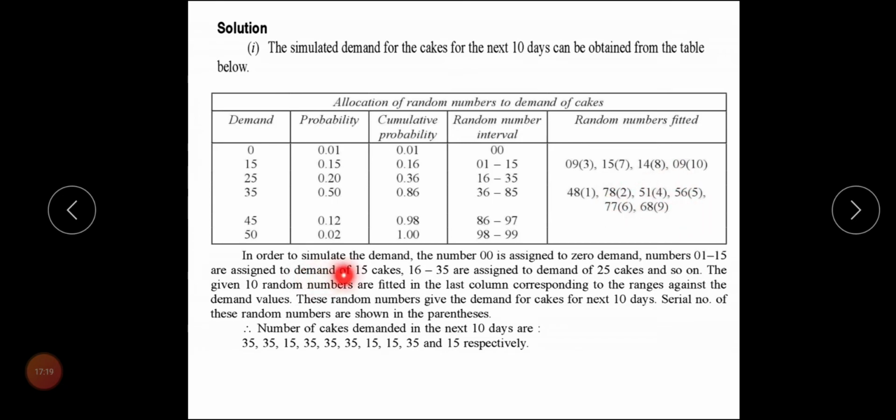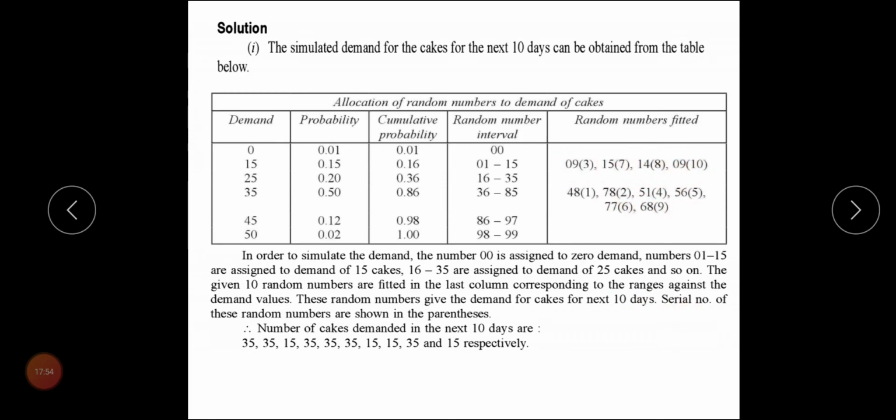In order to simulate the demand, the number 00 is assigned to 0 demand. Numbers 1 to 15 are assigned to the demand of 15 cakes. 16 to 35 are assigned to demand of 25 cakes, and so on. The given 10 random numbers are fitted in the last column corresponding to the ranges against the demand values. So these random numbers give the demand for cake for the next 10 days.